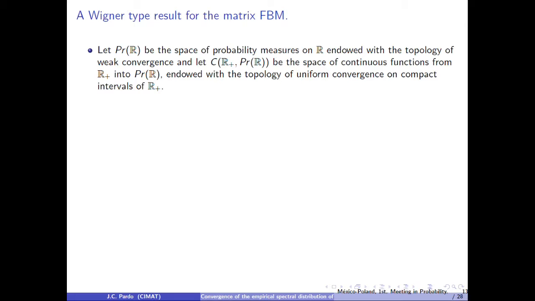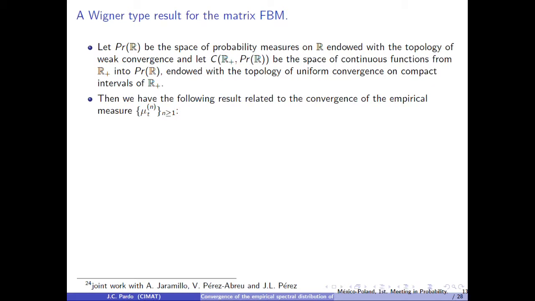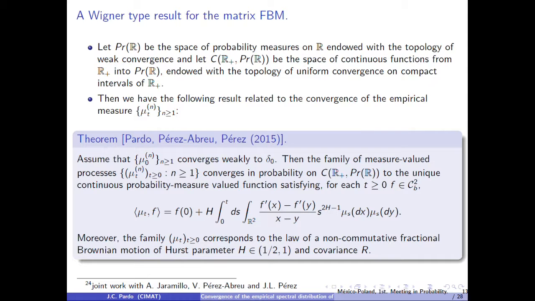You take P(R) to be the space of probability measures on R, endowed with the topology of weak convergence, and you take C to be the space of continuous functions from R into this space of probability measures, endowed with the topology of uniform convergence on compact intervals. If you study how the empirical measures behave when n goes to infinity, then in 2015, I think the paper appears in 2016, we proved that this empirical process converges to the non-commutative fractional Brownian motion of Hurst parameter h between 1/2 and 1, and the covariance is given by the previous one.